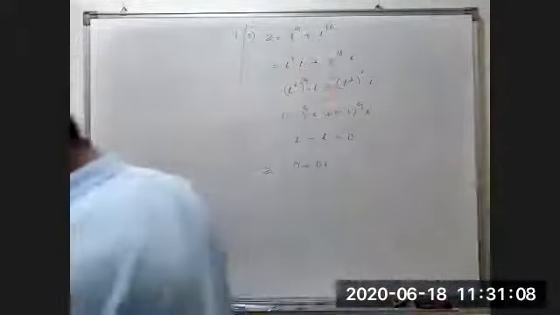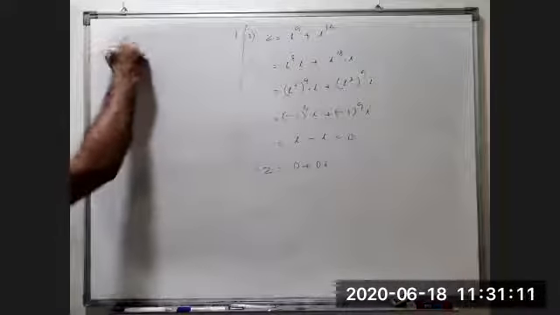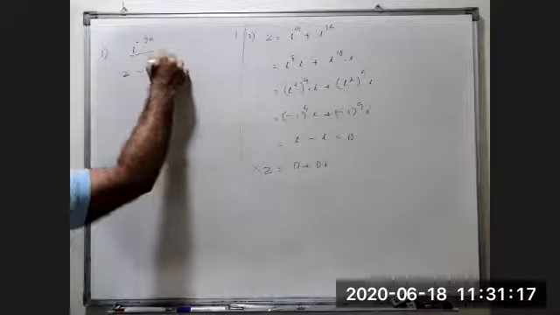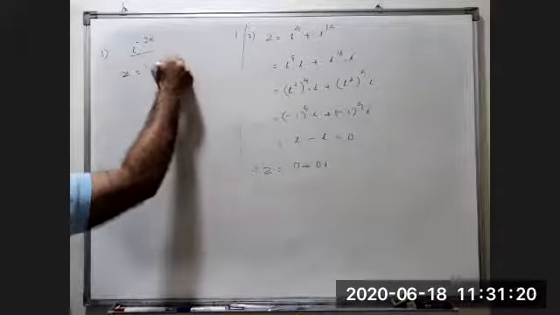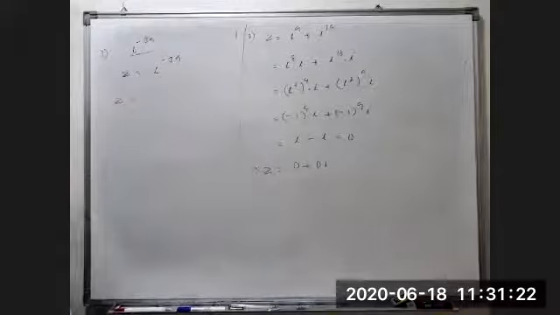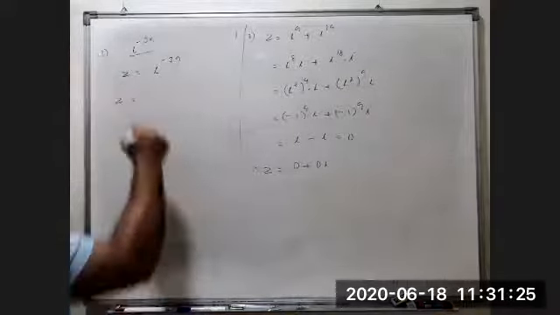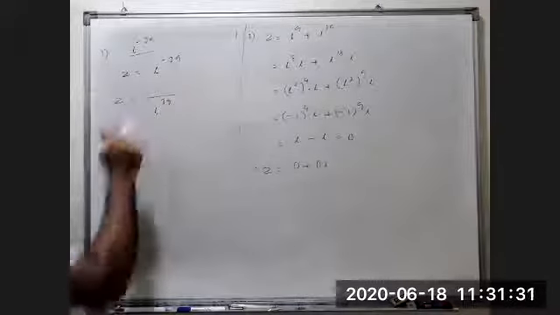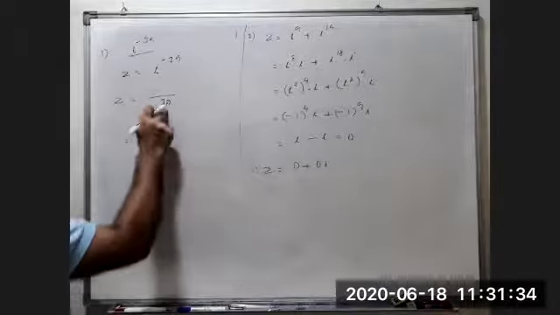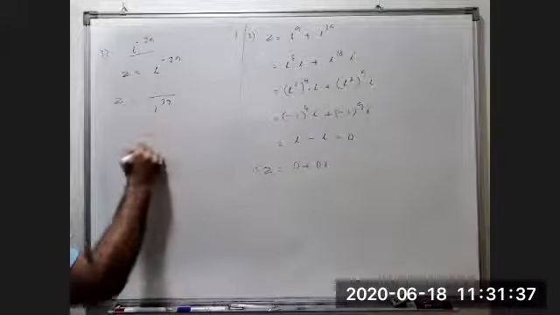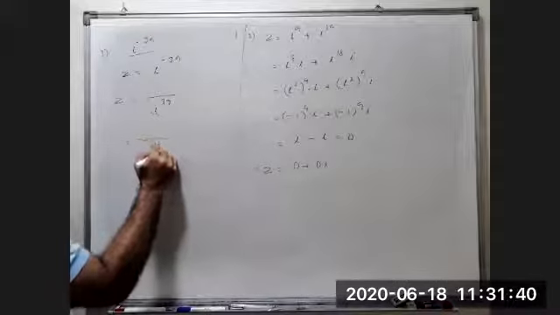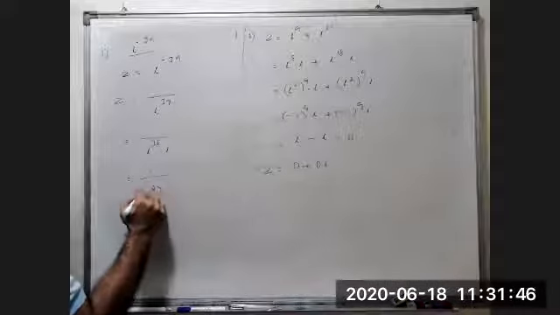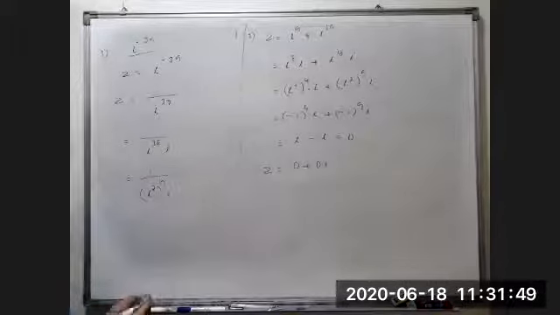Next one. Third one, I raised to minus 13. So Z is equal to I raised to minus 39. If the exponent is positive, we are comfortable. How to make it positive? 1 by I raised to 39. Again, make it an even power: I raised to 38 into I. This even power can be written in terms of I squared, 19 into I.